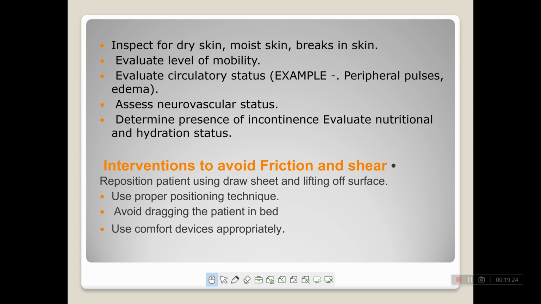And what are the interventions to avoid friction and shear? Firstly, reposition the patient by using draw sheets, and after that we use proper positioning techniques, and avoid dragging the patient in the bed from one position to another. Use comfort devices appropriately, like pillows.